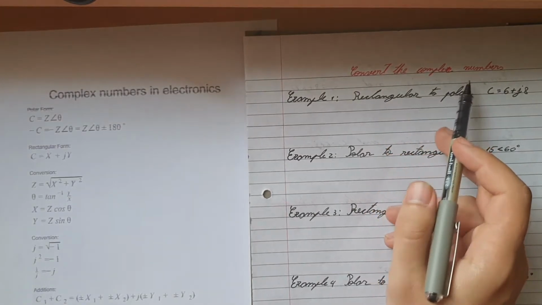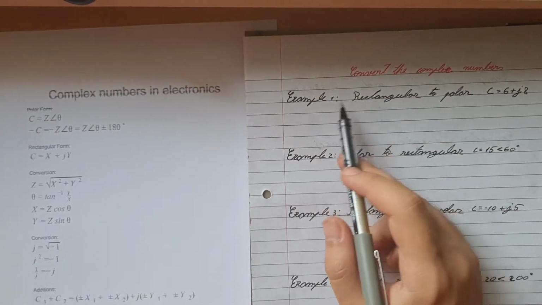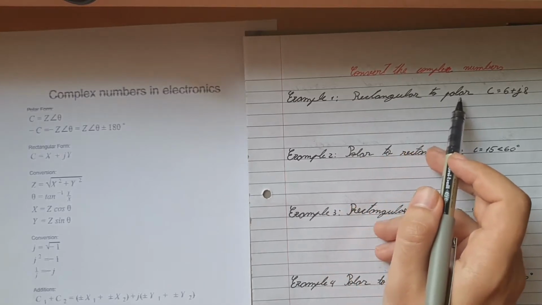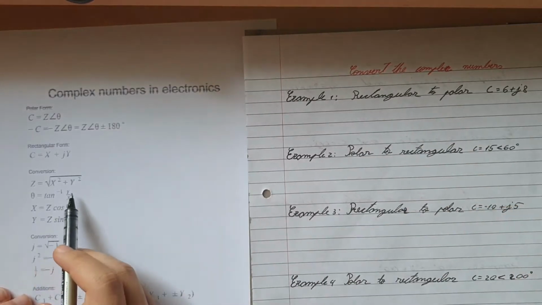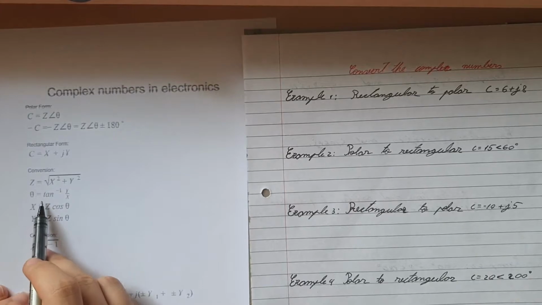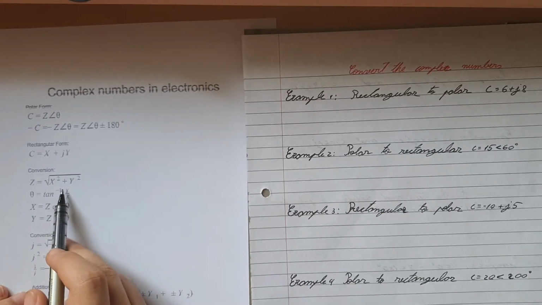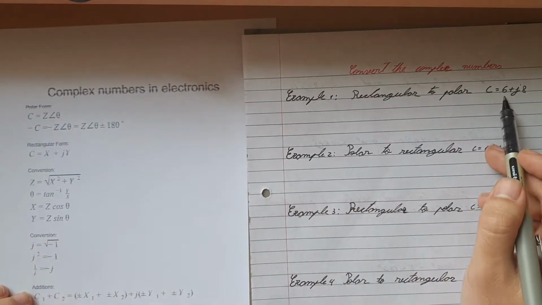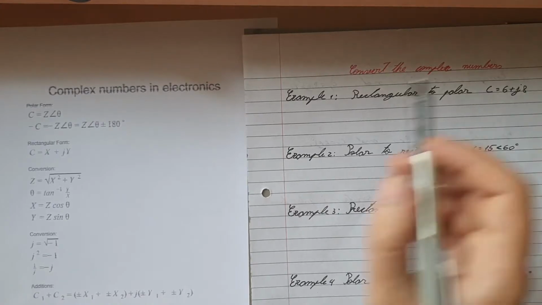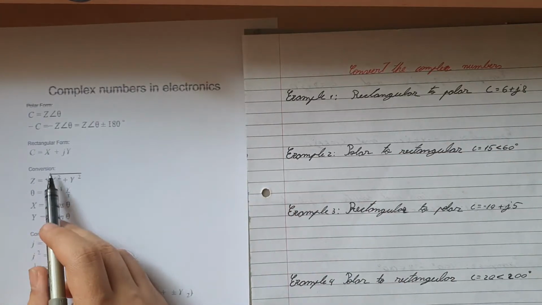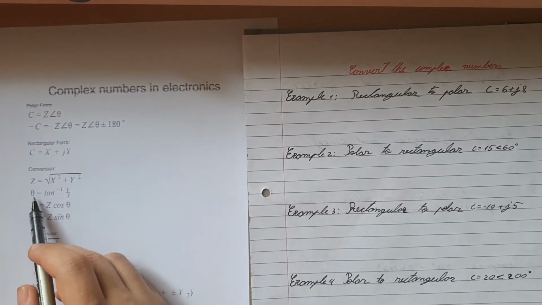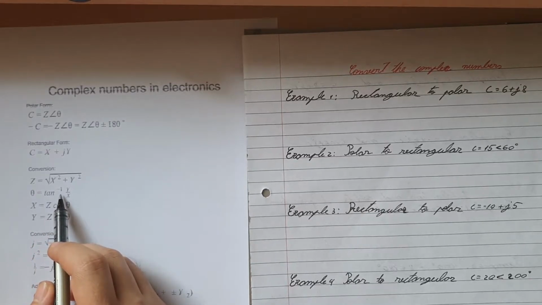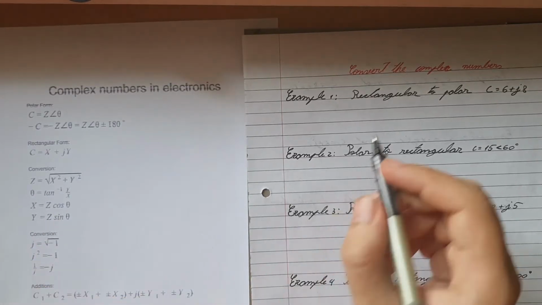Converting the complex numbers, and the first one is asking us to convert rectangular to polar, and we have here the formulas to do so. Rectangular are the x and y values, which are given here. C is equal to 6 plus j8, so then z will be equal to the square root of x squared plus y squared, and then the angle will be equal to tan to the power of minus 1 of y over x. So let's start with z.